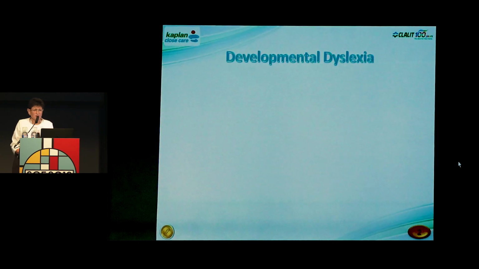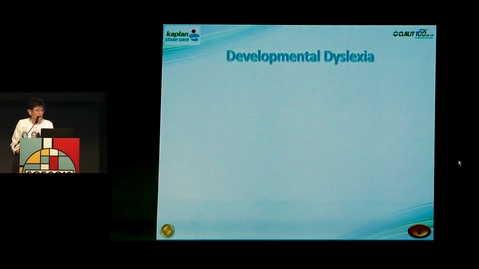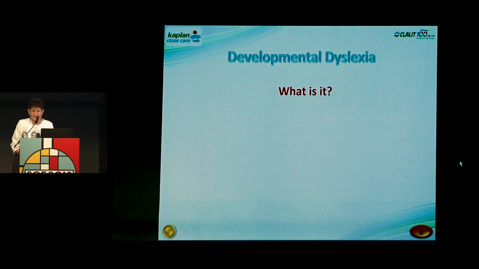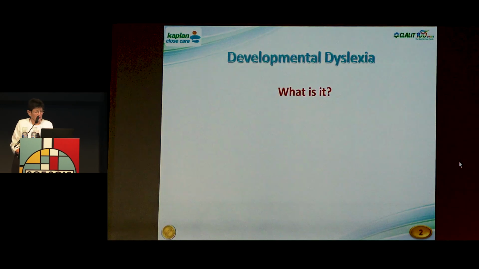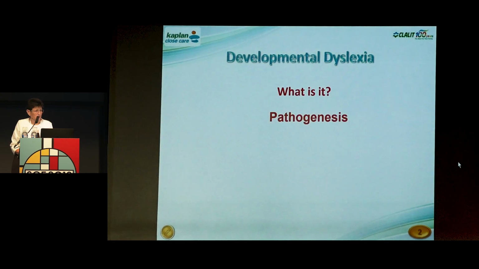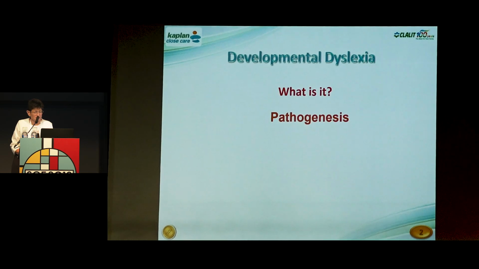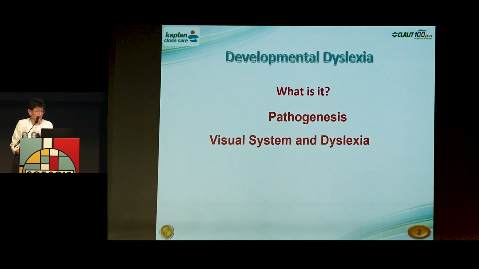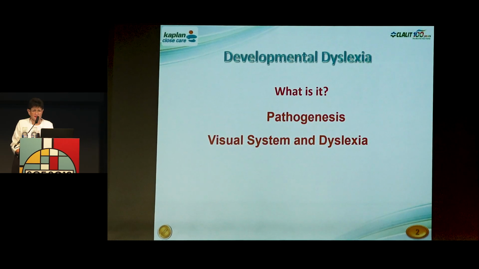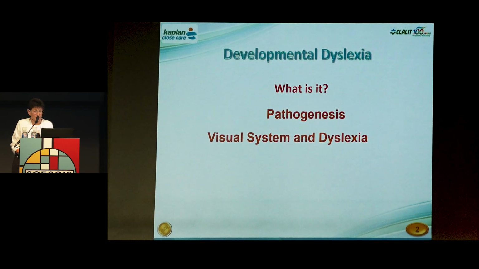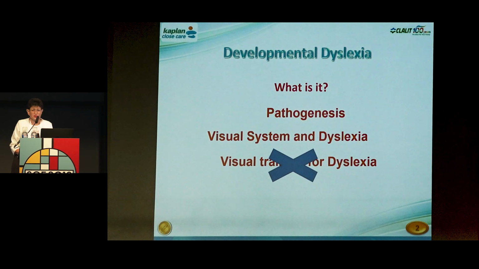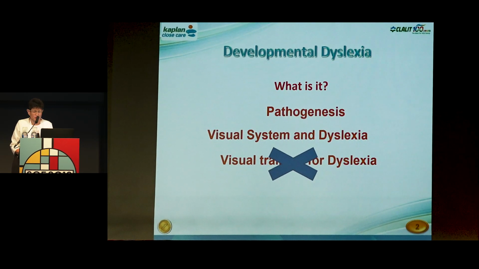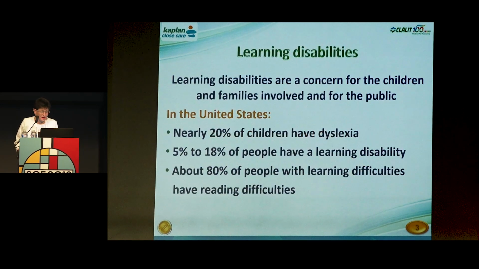So we're going to talk today about developmental dyslexia. We're going to talk about what it is, try to define it. We're going to talk a little bit about the pathogenesis or the mechanism of developing dyslexia. And we'll also speak about the visual system and dyslexia. How do they connect? We will not talk about visual training for dyslexia, and soon you will understand why. And of course, I have nothing to declare.